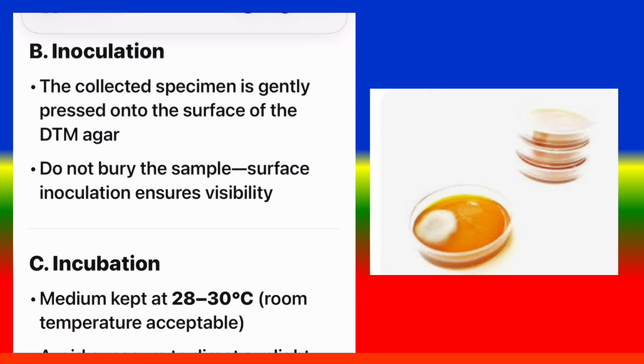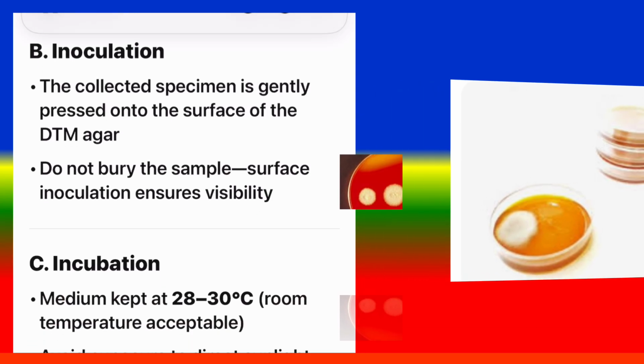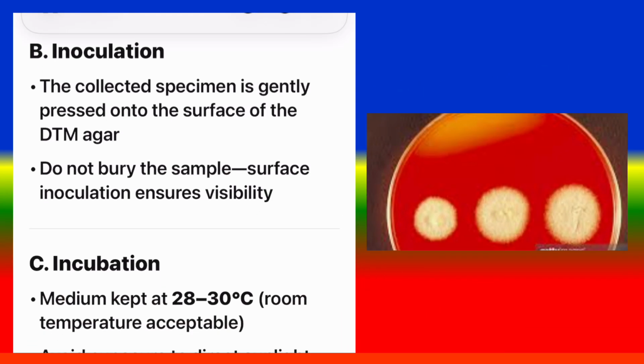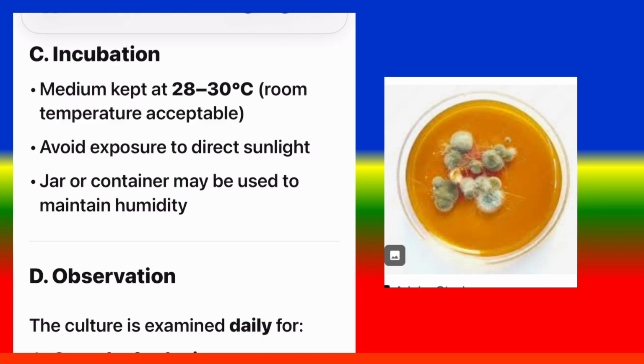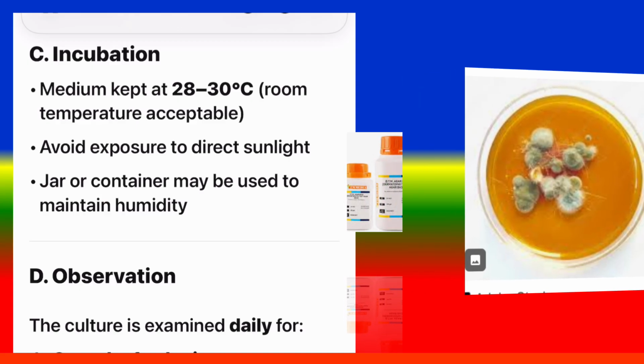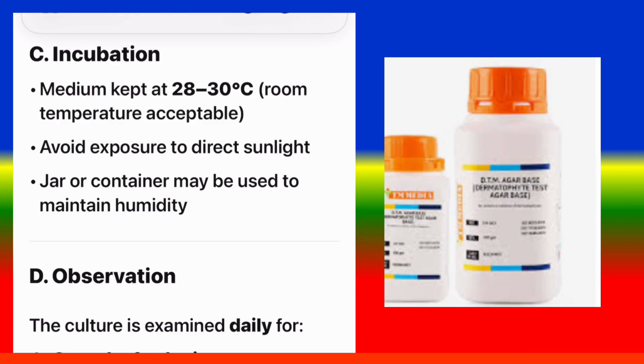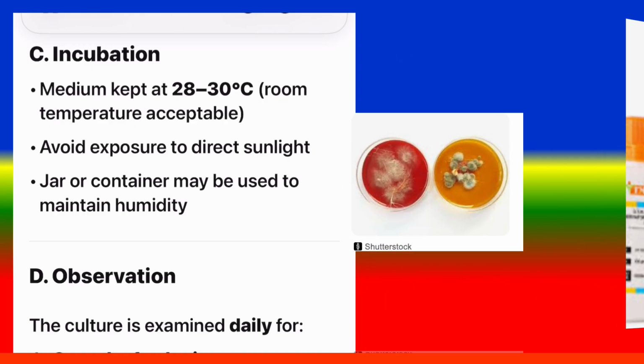B. Inoculation. The collected specimen is gently pressed onto the surface of the DTM agar. Do not bury the sample. Surface inoculation ensures visibility. C. Incubation. The medium is kept at 28 to 30 degrees Celsius; room temperature is acceptable. Avoid exposure to direct sunlight. A jar or container may be used to maintain humidity.